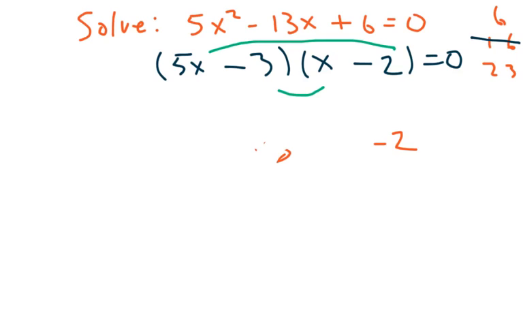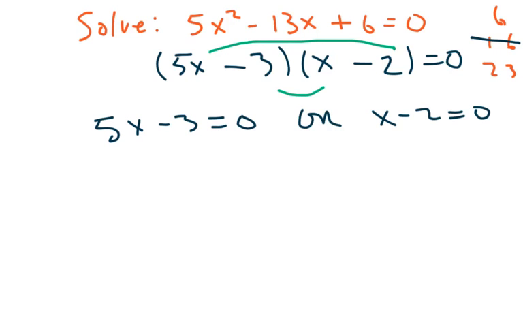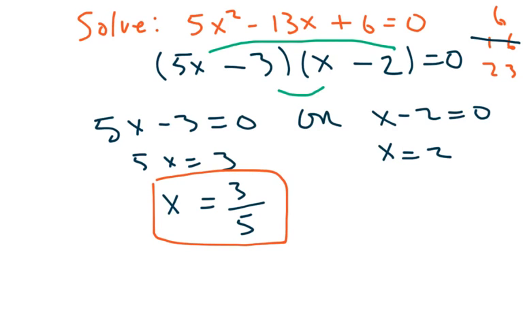And then my factors are 5x minus 3, x minus 2. So 5x minus 3 is equal to 0, or x minus 2 is equal to 0. And that means that 5x is equal to 3, or x is equal to 2. And if 5x equals 3, x is equal to 3 divided by 5. So my solutions are like this. So I've solved that one as well. Hope that helps.